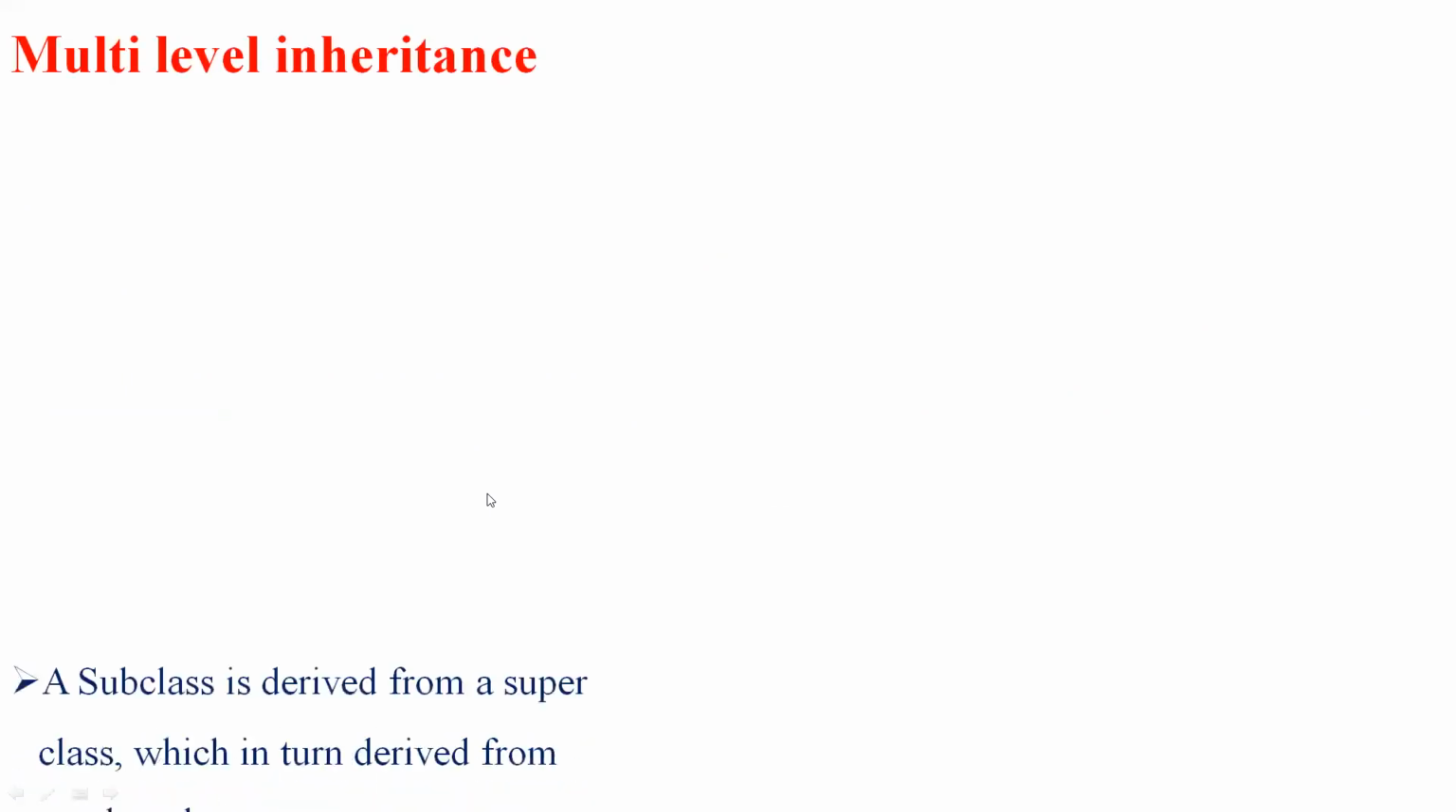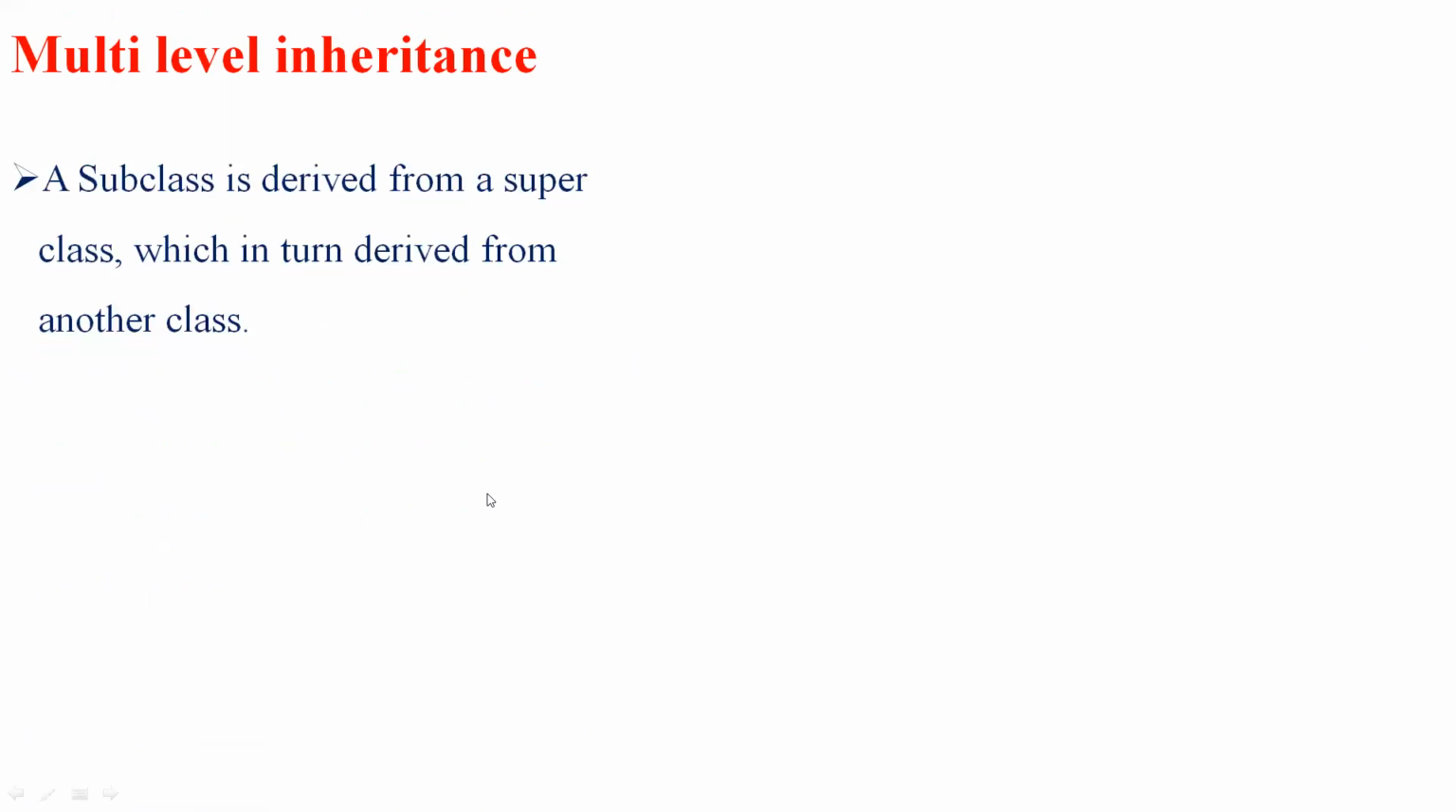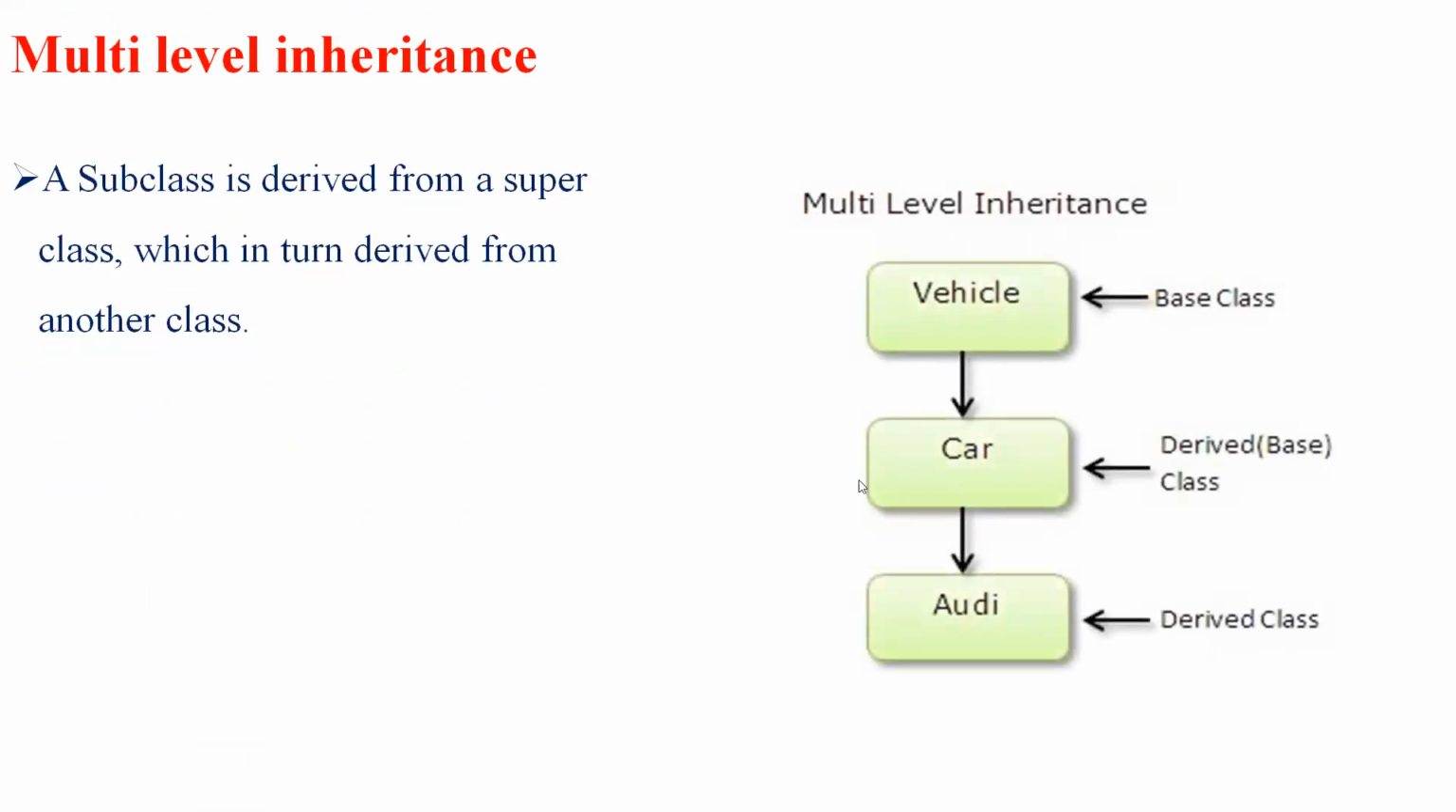Next we have multi-level inheritance. The subclass is derived from a superclass, which in turn is derived from another class. Here, vehicle is a base class for car, whereas car is a base class for Audi. The car comes under the category called vehicle, whereas Audi is one type of car. So the car is derived from a vehicle, whereas Audi is derived from a car.